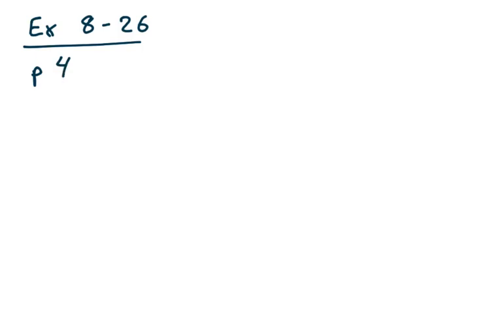8-26 on page 466, talking about the nicotine content of cigarettes. It says here, a cigarette manufacturer wishes to test the claim that the variance of the nicotine content of its cigarettes is 0.644. The nicotine content is measured in milligrams, and we are going to assume that it is normally distributed.